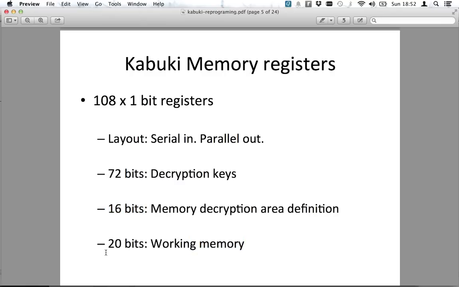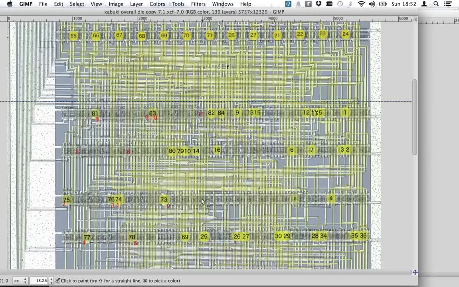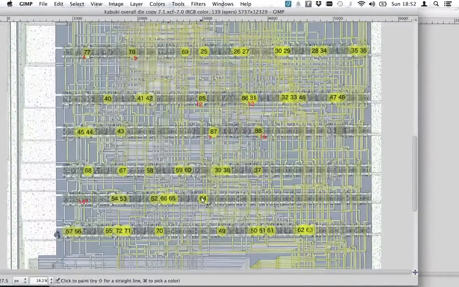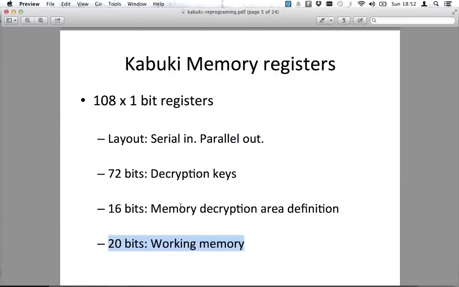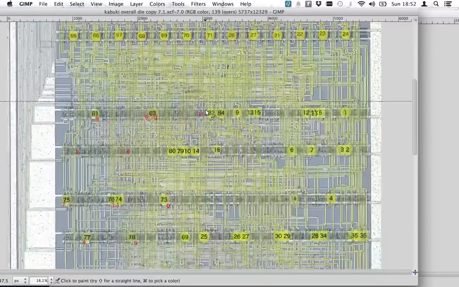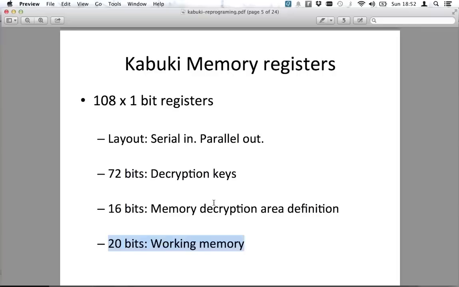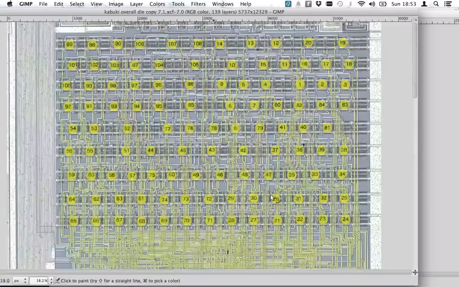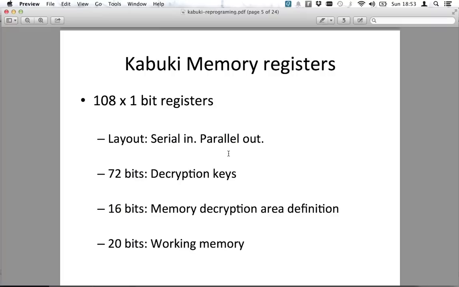Finally, we have 20 bits that are dedicated to working memory. What this means is they don't perhaps affect the decryption, but they are used by the decryption components to store temporary data. Why are they up here inside of the dedicated Kabuki memory rather than being next to the components? I really don't know. I guess it's design optimization, and it probably makes more sense that all of the memory is together rather than in separate chunks, if you know what I mean.